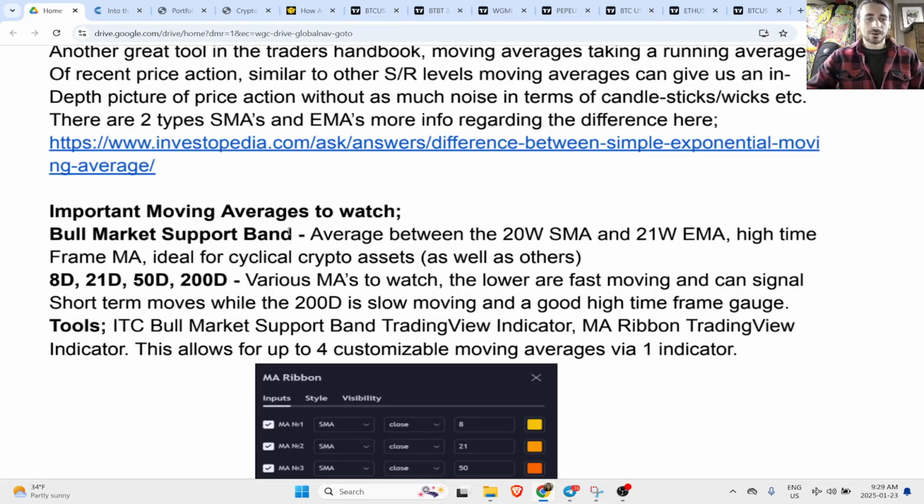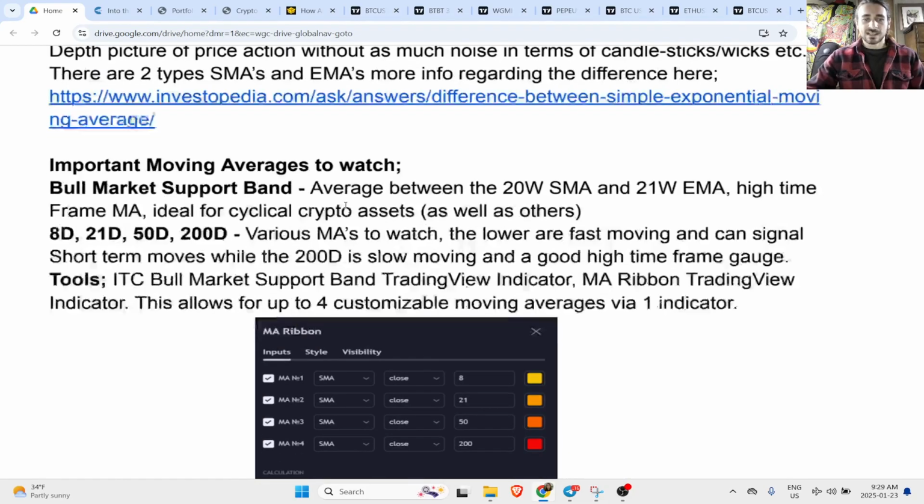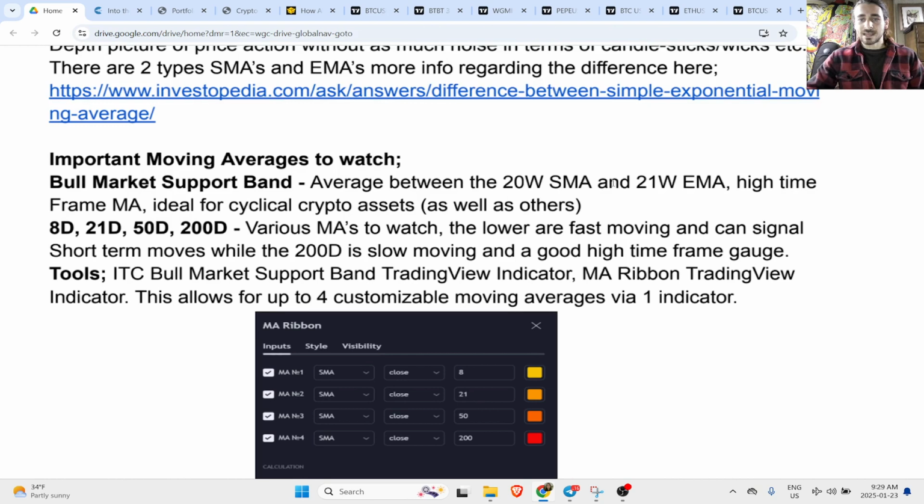Important moving averages to watch: I've got a bull market support band indicator. That's an average of the 20-week SMA and the 21-week EMA. This is a high time frame moving average, and it's ideal for cyclical assets, especially Bitcoin. You want to see assets above the bull market support band in times of strength, and then obviously during times of weakness, you'll see assets stuck below that bull market support band.